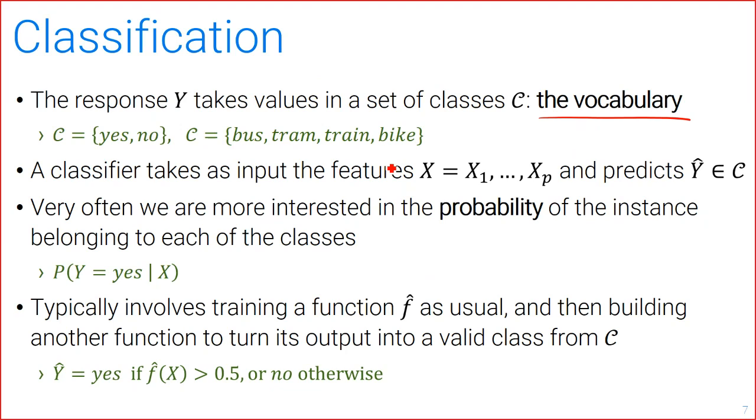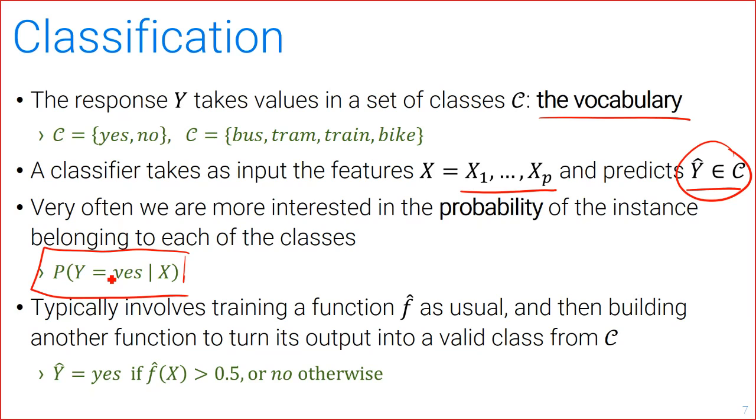And so a classifier algorithm takes as input the features, so from 1 to p features, whatever they are, and tries to predict this y hat that belongs to the vocabulary. So it tries to make a certain prediction from the vocabulary. Now, very often we're more interested in the probability of a particular instance or a particular observation belonging to each of the classes. So many times, instead of just looking at the one prediction, the one class, we are more interested in something like this. What is the probability of each of the classes given the features? So for example, what is the probability of yes given the features, or the probability of bus, tram, train given the features?